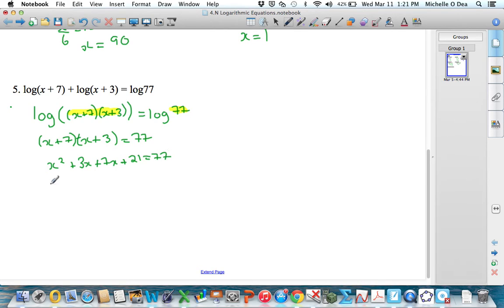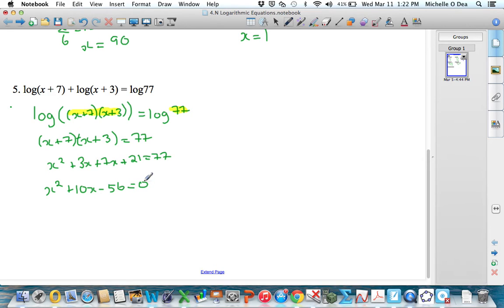Now this is where you need to be careful. We have an x squared, so as soon as you have an x squared in your equation, it's a quadratic. So when I solve quadratics, I know that it must always be equal to 0. Collect like terms, so I have 3x plus 7x is 10x. And what I'm going to do is bring that 77 over. So that's going to be minus 56 equals 0.